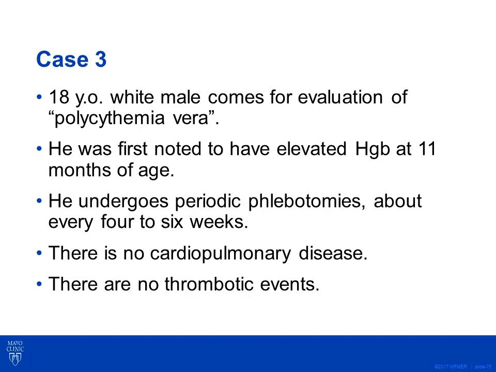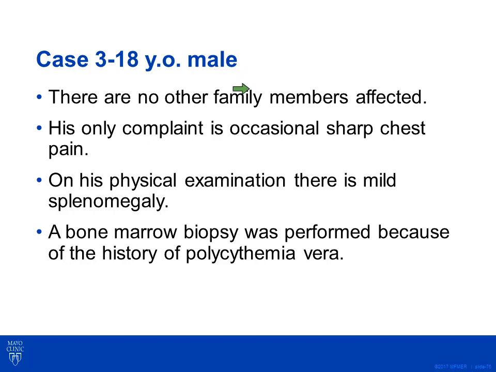He does undergo periodic phlebotomies about every 4 to 6 weeks. He has no cardiopulmonary disease. He has no thrombotic events. He has no other family members affected that is known. His only complaint is occasional sharp chest pain. And on his physical examination, there is mild splenomegaly. Because of his previous history, or he's been given the diagnosis of polycythemia vera, a bone marrow was performed.